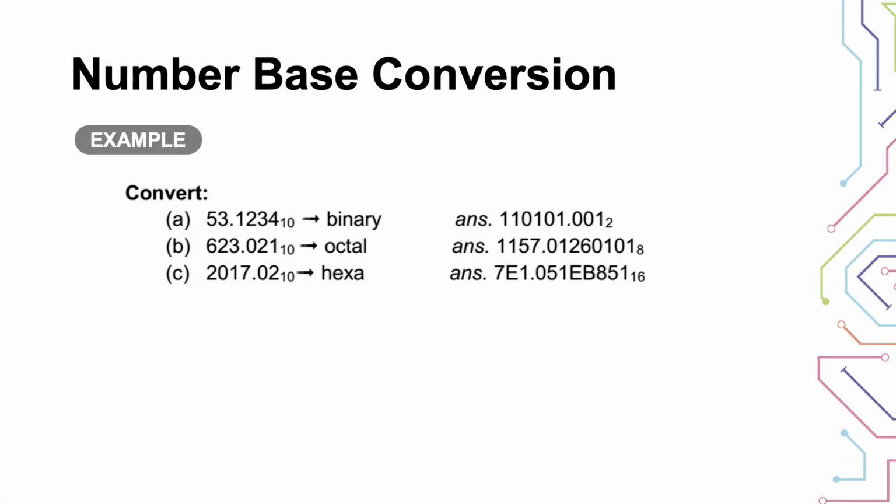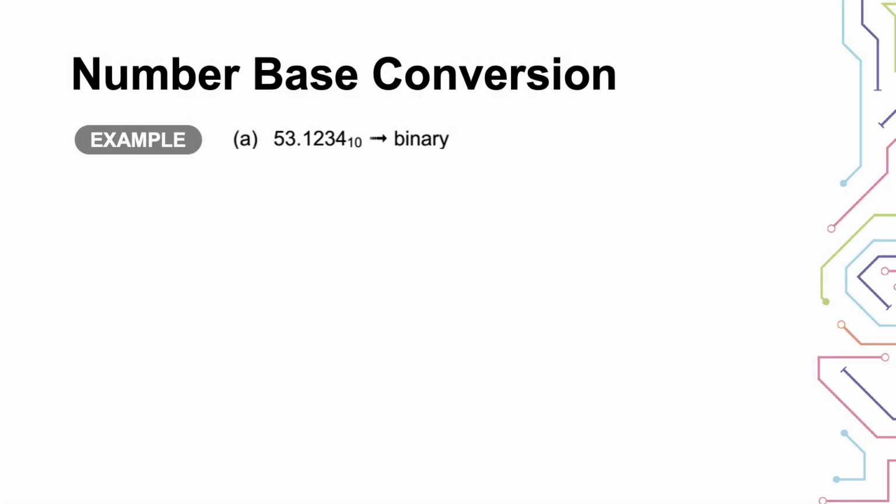So for example, we have here 3 examples, and let's solve this. For letter A, we have 53.1234 base of 10. So this is decimal in nature, and then i-convert natin sa binary. So for the integer part, which is yung 53, yung gagawin natin is i-divide natin siya sa number system na i-convert natin. So 53 divided by 2.